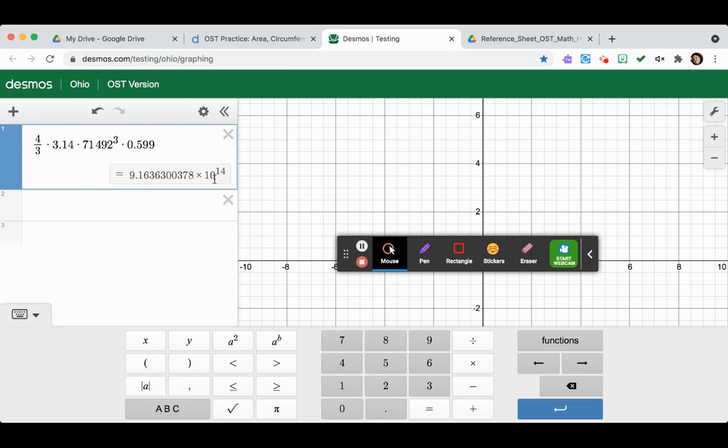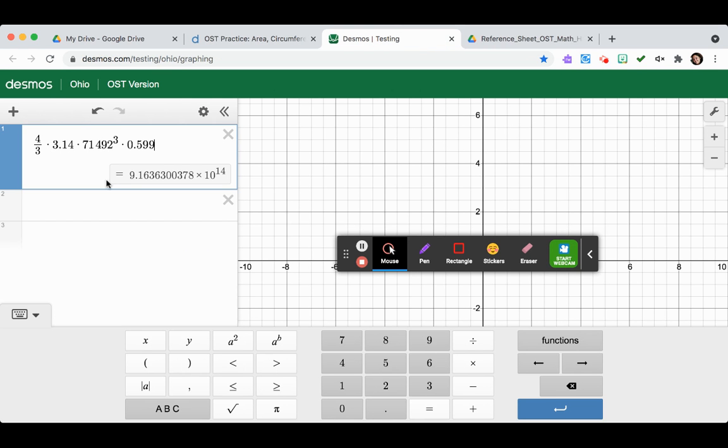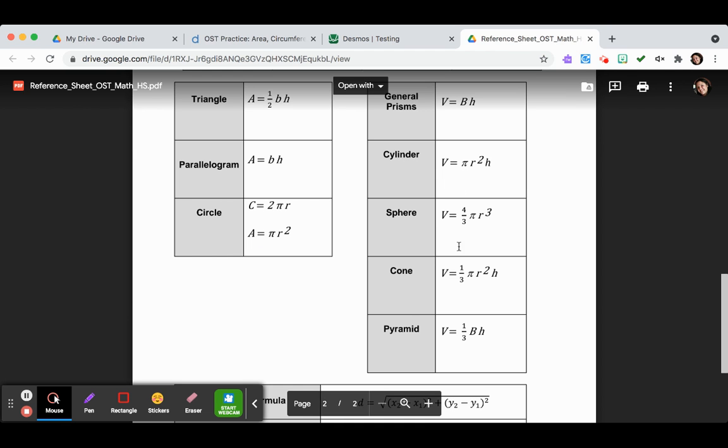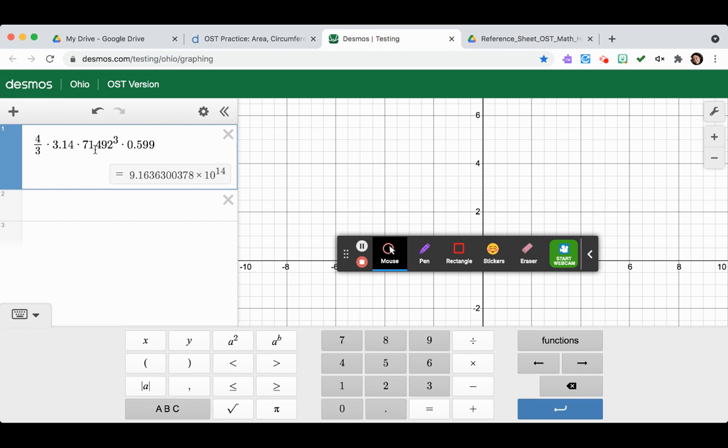We want to keep it all calculated together. So now this number here is the volume of Saturn. Okay, and now we're going to solve for R. We're going to undo this. If this is the volume, we're going to have to take this large number and divide it, and undo what it says on our reference sheet. So we need to get rid of the 4/3 and we need to get rid of the pi. And then that's going to give us a radius. So we're going to divide this by 3.14.